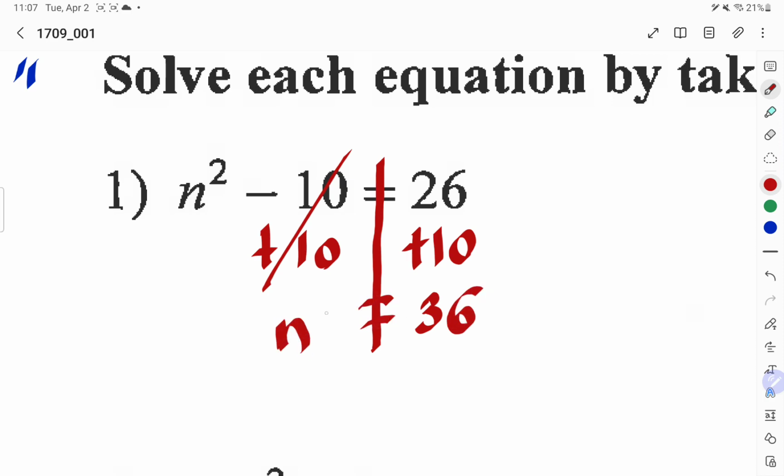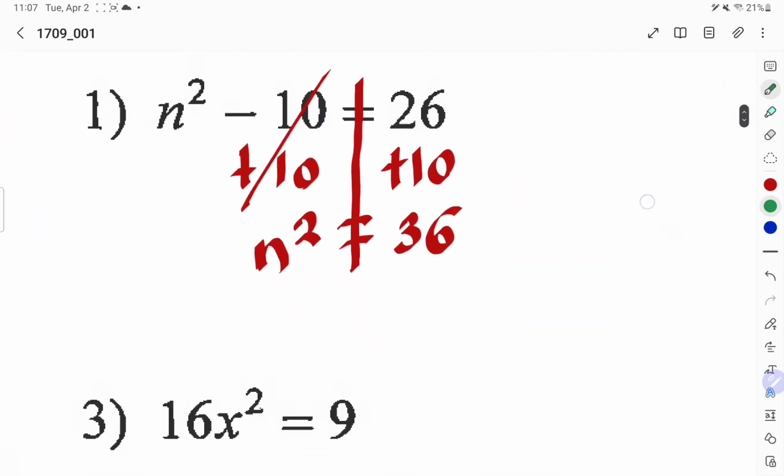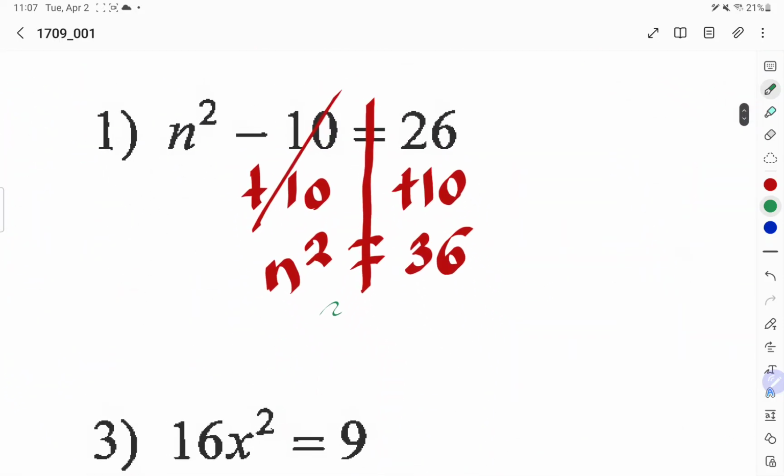Now we have n to the second power equals 36. Step number 2 says that we're going to have to square root both sides. The reason why we're square rooting is because we have that power of 2. We're trying to leave the n alone, so the best thing we can do is square root it to get rid of that power of 2. So we square root n squared, and then equals.